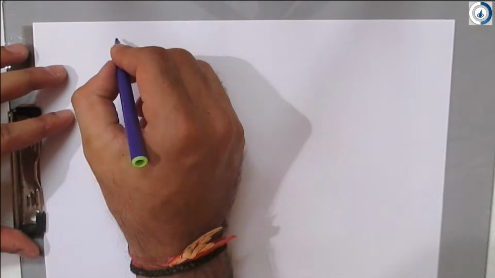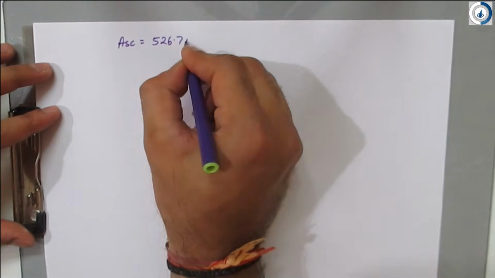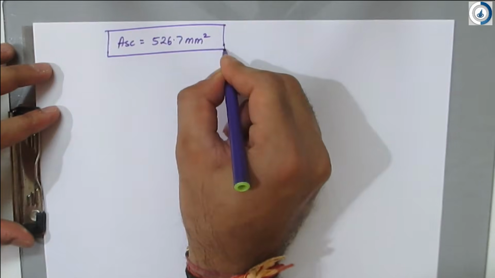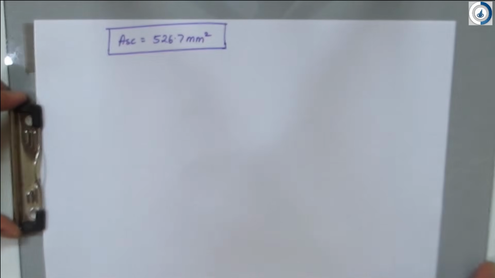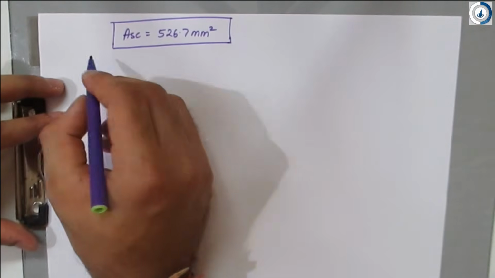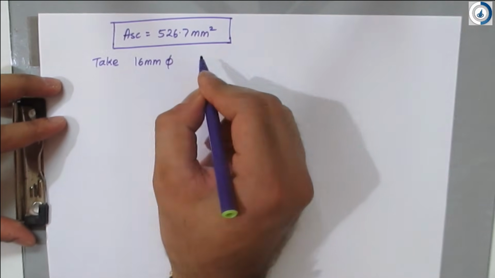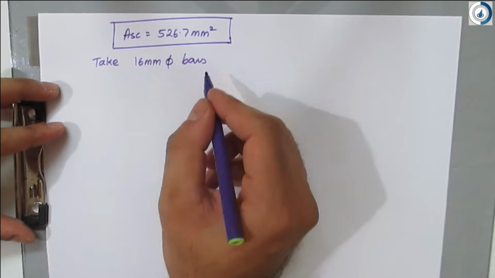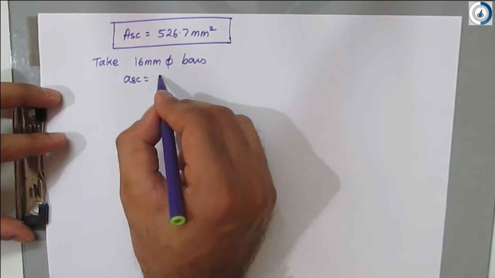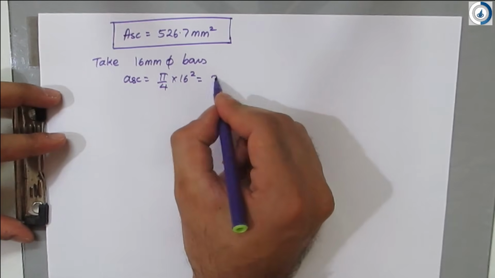After substituting, the ASC value you will be getting is 526.7 mm square. So this is the value of area of compression steel. So now select the diameters. We will use 16 mm diameter bars. So take 16 mm bars and calculate the area of each bar. So ASC is equal to pi by 4 into 16 square. That works out to be 201 mm square.